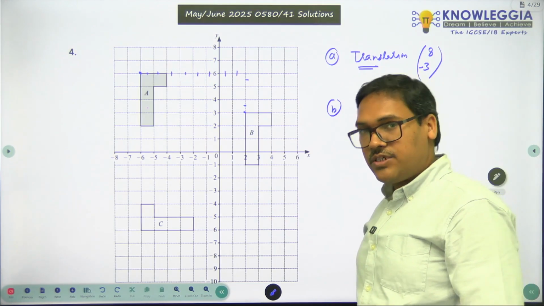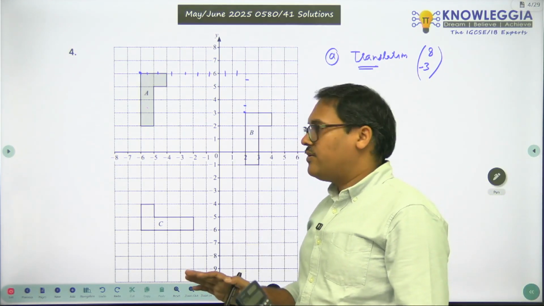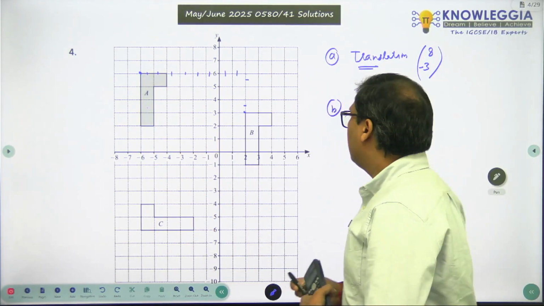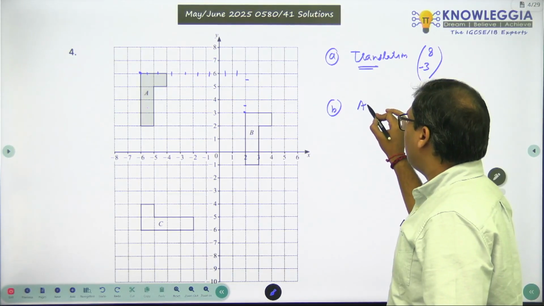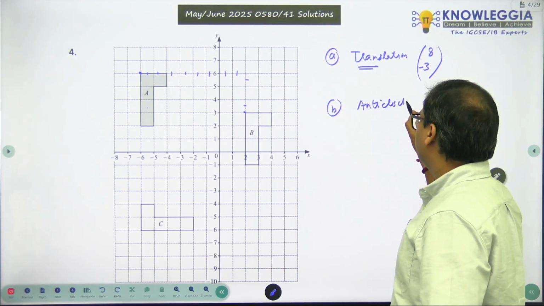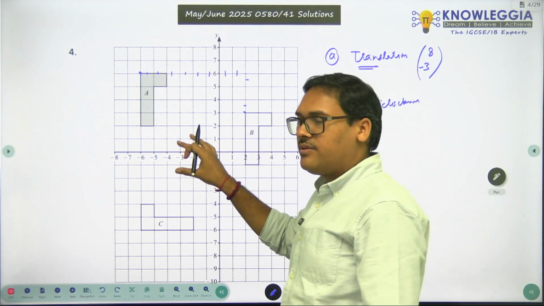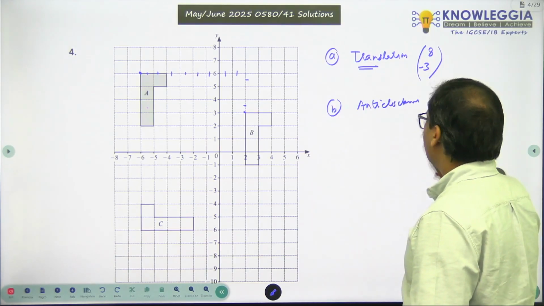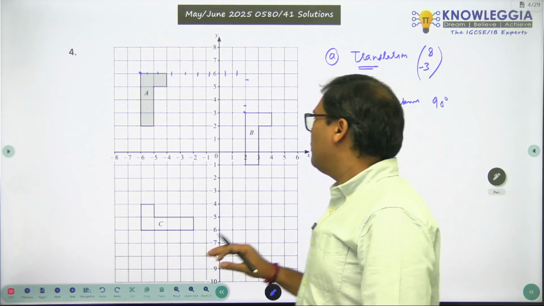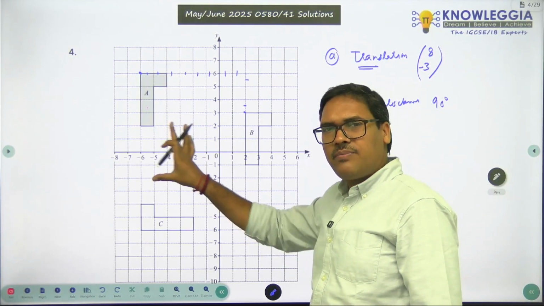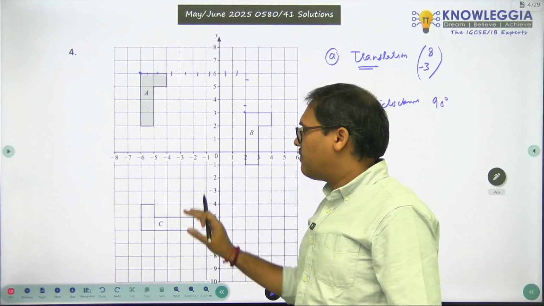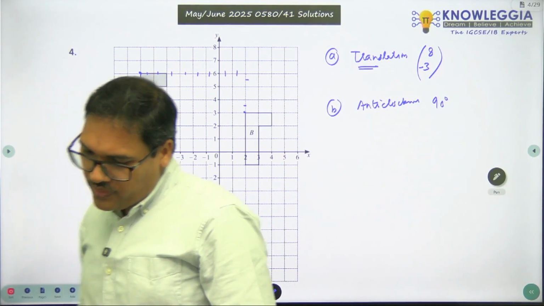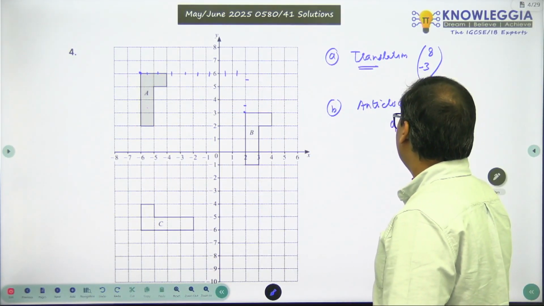Now for the center of rotation, the best way is to use tracing paper. Using tracing paper, you can find the point of rotation, the center of rotation. From the tracing paper you can also check this is an anti-clockwise rotation by 90 degrees. But what is the center of rotation? You have to use the tracing paper and see. You will find the center of rotation will be 0 comma 0.